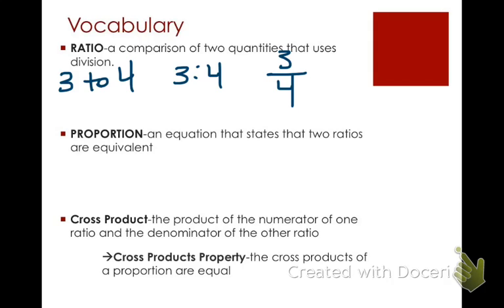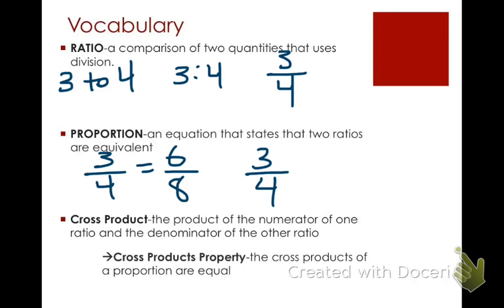Then we have a proportion, which is just an equation that states that two ratios are equivalent. So, for example, we might have something like 3 to 4 is equal to 6 to 8. Or we might have something like 3 to 4 is equal to some number to 8.